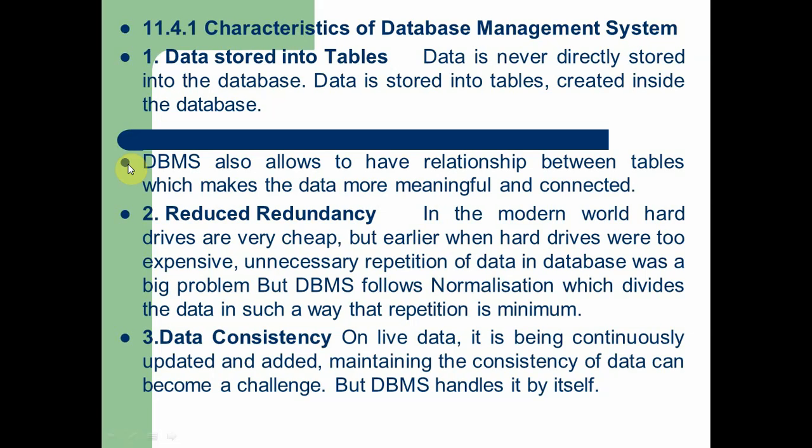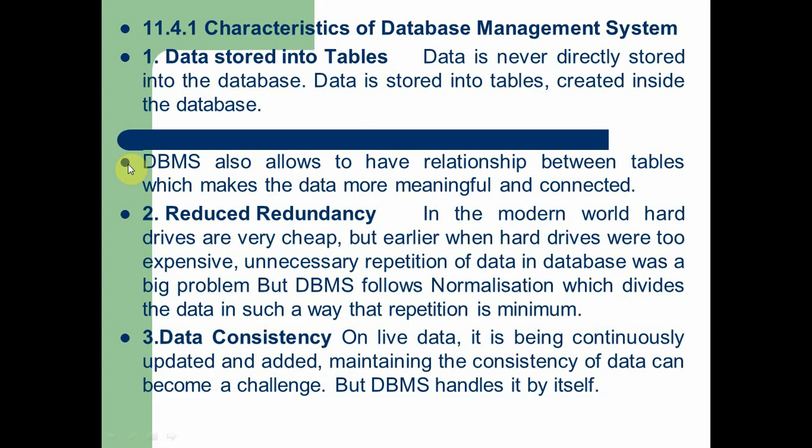Of course, tables are made up of rows and columns. So by using the rows and columns format only, we can store the data in a DBMS. And by using these rows and columns only, we can create the relationship between data in a DBMS. Next one, reduced redundancy. Redundancy means duplication of data.